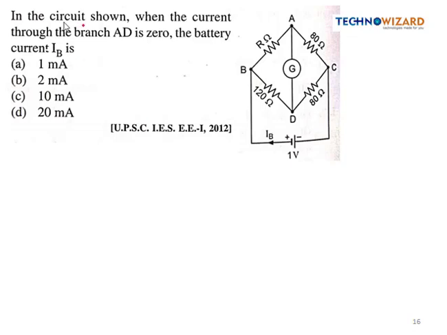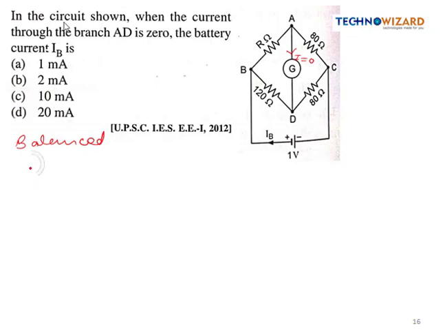Okay, so in the circuit shown, when the current through the branch AD is 0, what is the battery current IB? In the question it says that the current through the branch AD is 0. The current will be 0 only when the bridge is balanced. It means they have already mentioned indirectly that the bridge is balanced, so the product of opposite arms must be equal.